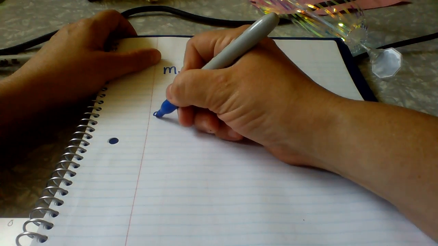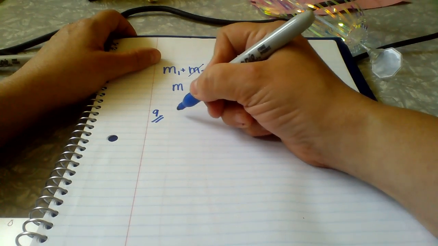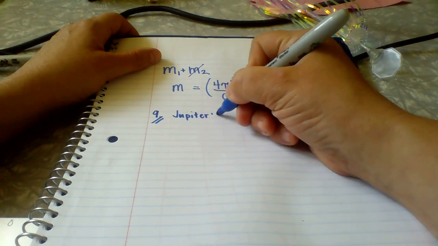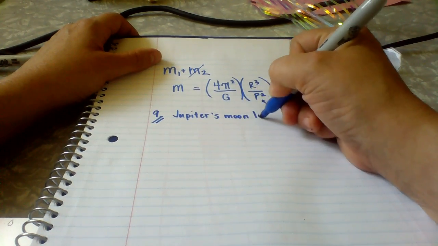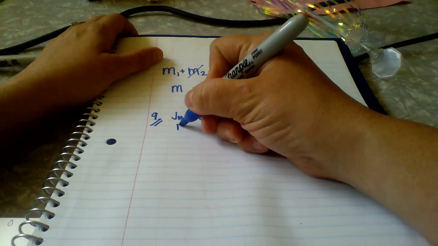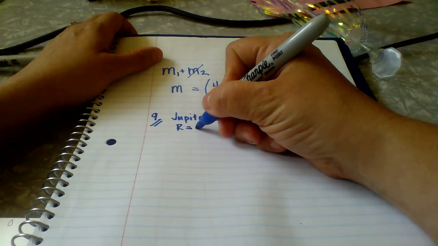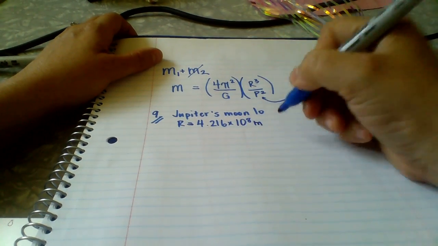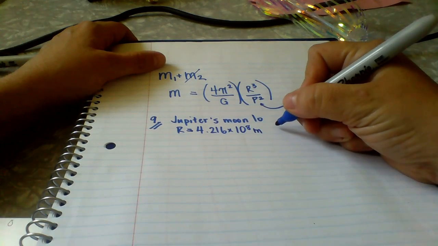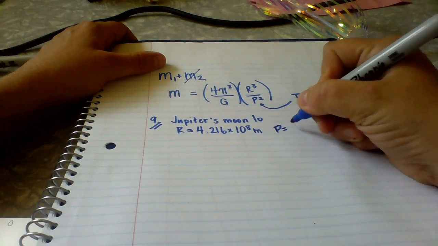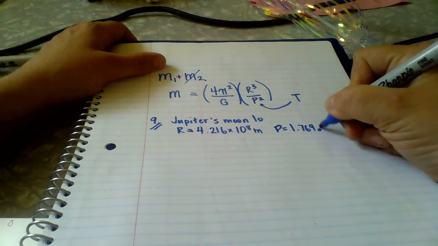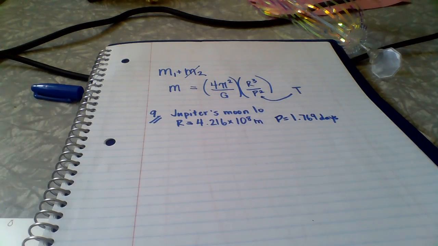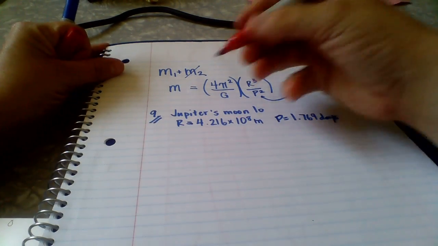Now, if you looked at sample problem 9 in the resource page, it tells you that Jupiter's moon, Io, has an orbital radius of 4.216 times 10 to the 8 meters, and that it orbits around Jupiter in a time, or orbital period, of 1.769 days. So if we look at the formula and then at the values that were given, we can see what we have so far and what we still need to sort out.